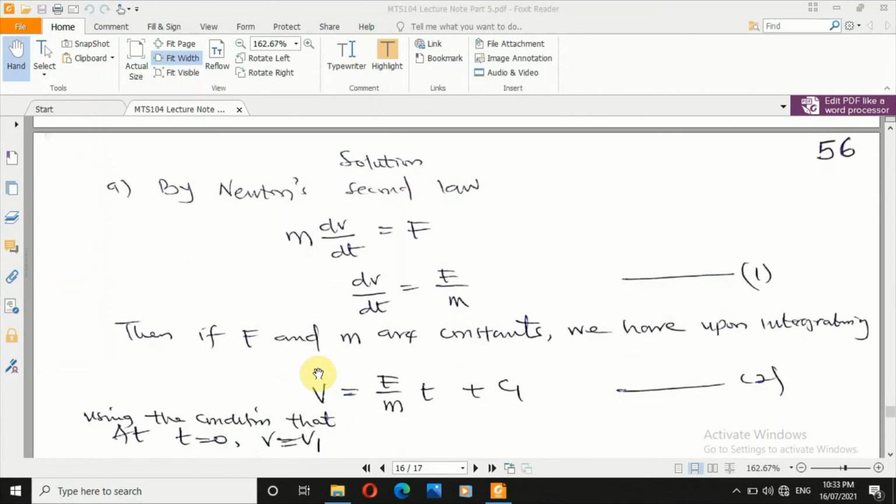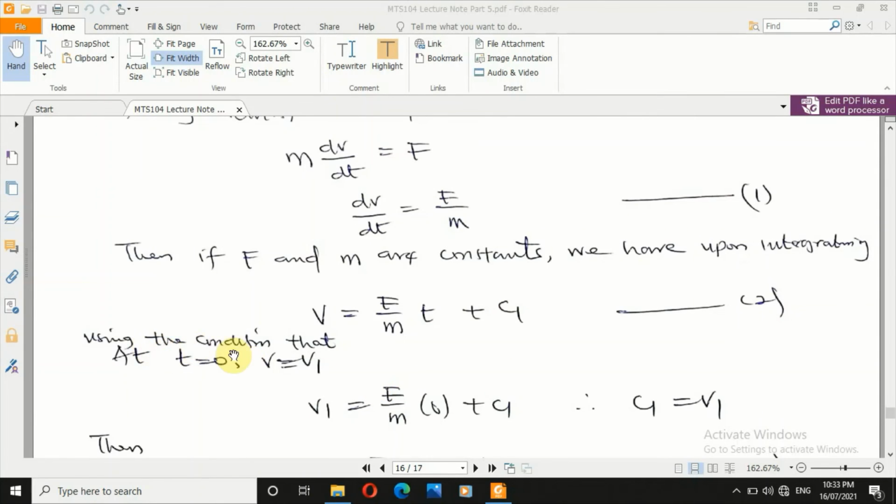This is it. If F and m are constant, then upon integrating, we have V equals F over M times T, plus C1. Then using the condition that at T equals 0, V equals V1, we have V1 equals F over M times 0, plus C1. We're only using this condition to find the constant of integration, C1.